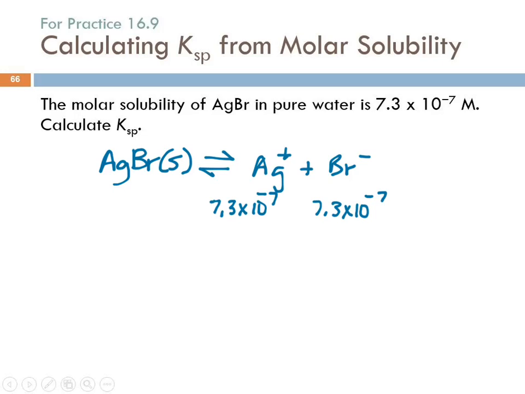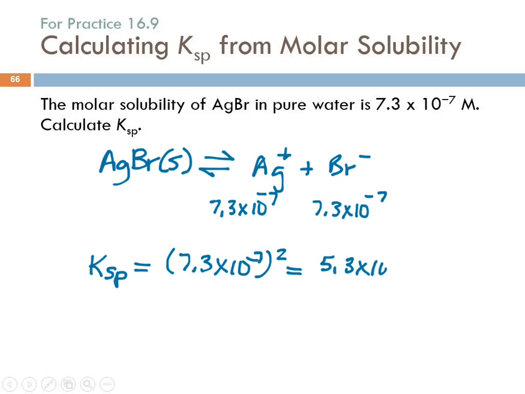Now, if it was PbBr2, then you have to be careful. So watch out for that. I'm sure there's probably one like that in the homework. KSP equals 7.3 times 10 to the minus 7 squared, which is 5.3 times 10 to the minus 13. Any questions?